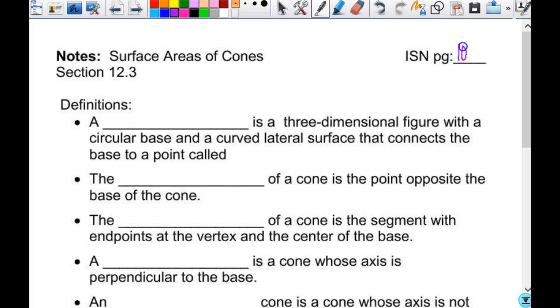This is going on page 100 when we're done. We looked at surface area of pyramids yesterday. We're going to look at cones today. So our first definition is the definition of a cone.